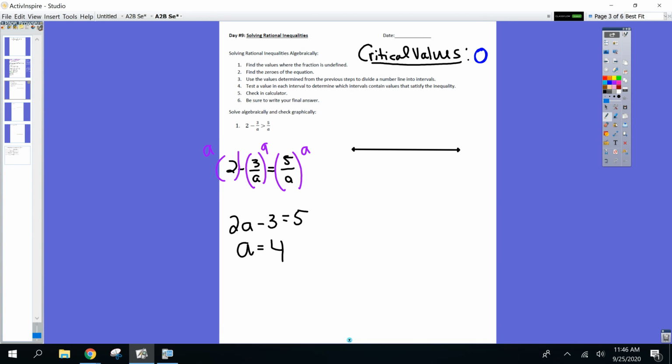So your undefined number, which was 0, and your answer when you solve for the variable. So I have 2 critical values, 0 and 4. I'll stop right there. You guys catch up and ask any questions if you need to. Those are not my answers yet. I'm going to do something with those critical values, though.